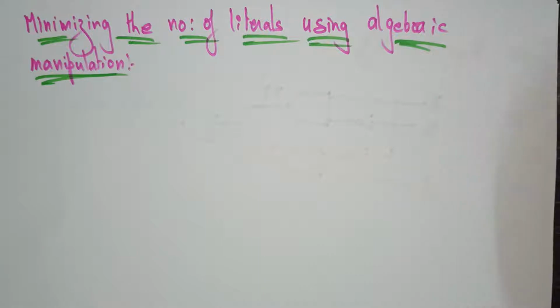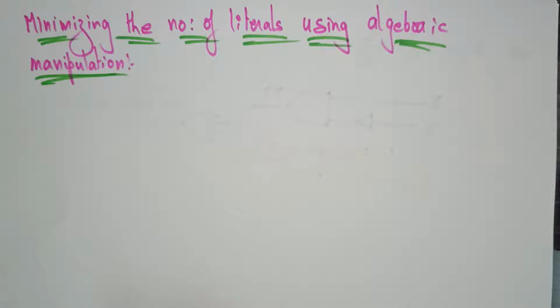In the previous video, I explained how to convert the Boolean functions into logic diagram. So in this video, I am going to explain how to minimize the number of literals using the algebraic manipulation. The first thing the students are wondering is, is it necessary to minimize the Boolean function?